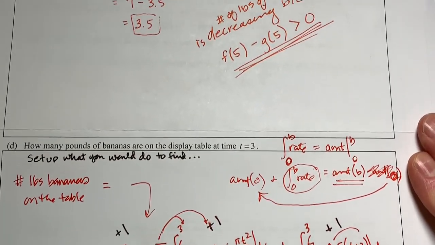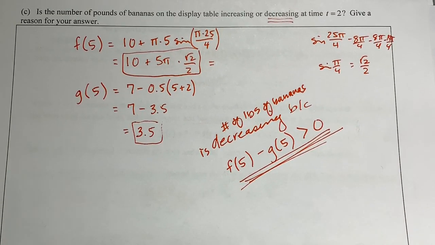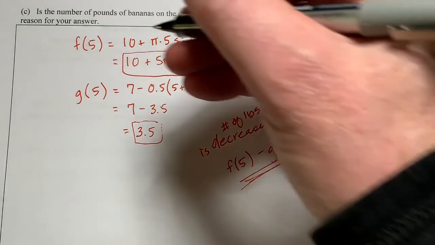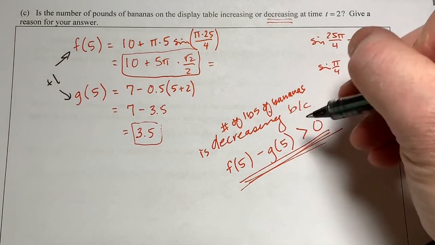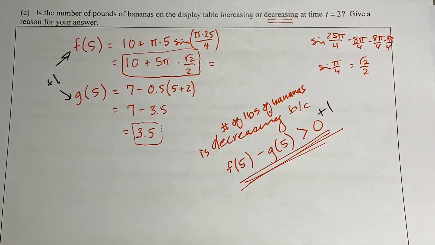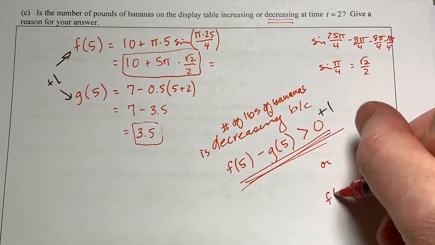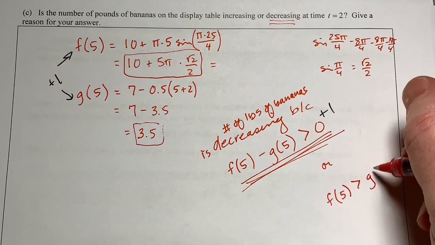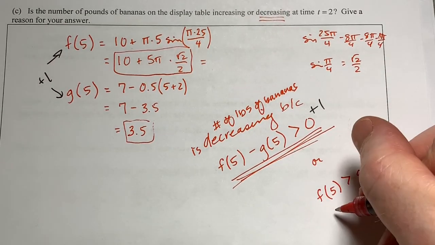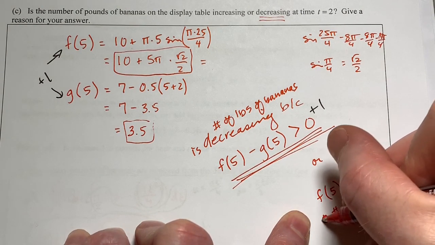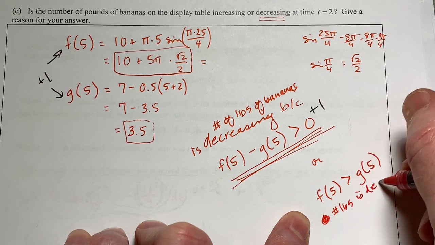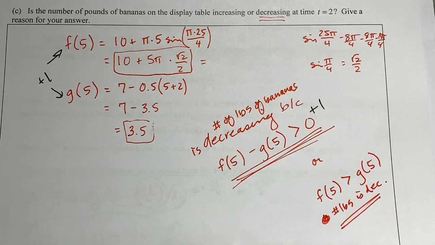And by the way, back up on part C, I didn't give you your points. Let's see how they had that scored. You got 1 point for considering each of those, and then 1 point for making a statement like this. Now, you could have also said something like, f of 5 is greater than g of 5, and therefore the number of pounds is decreasing, something like that. But you basically had to evaluate f of 5 and g of 5 to get that last point.